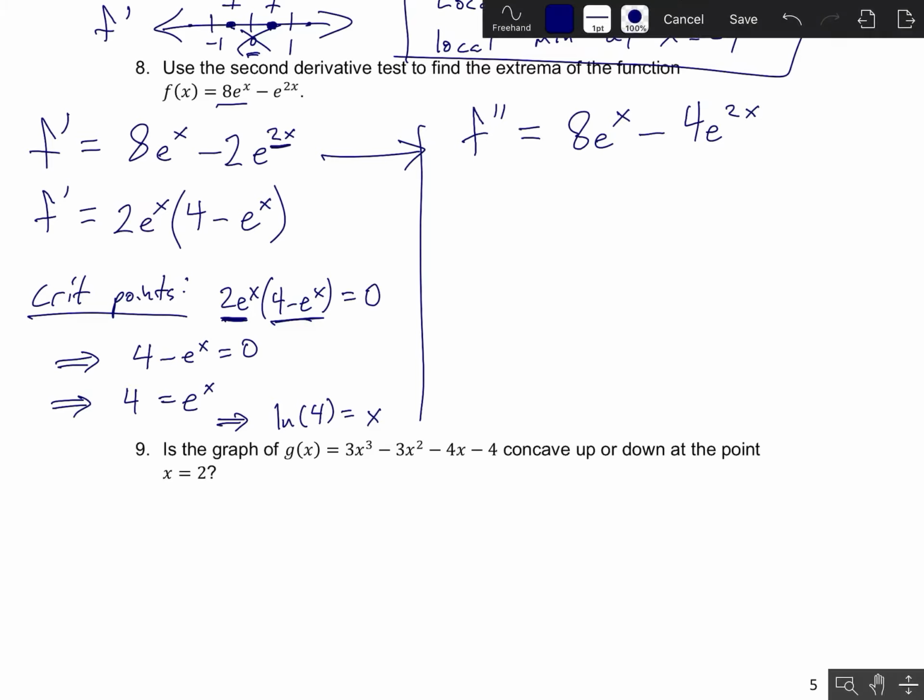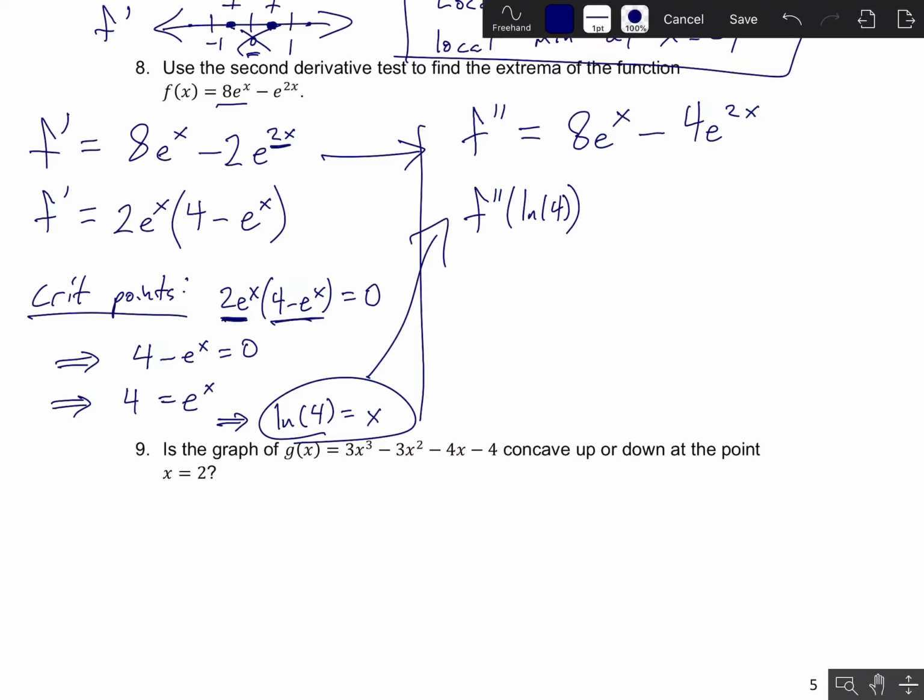Because we're again just going to be multiplying what we have originally by a factor of 2, since that's the derivative of the exponent up there. And now we don't actually care about finding the zeros for f double prime. All that we need to do is take this critical point that we found a second ago and plug it into f double prime. So I want to know what is f double prime at ln of 4.